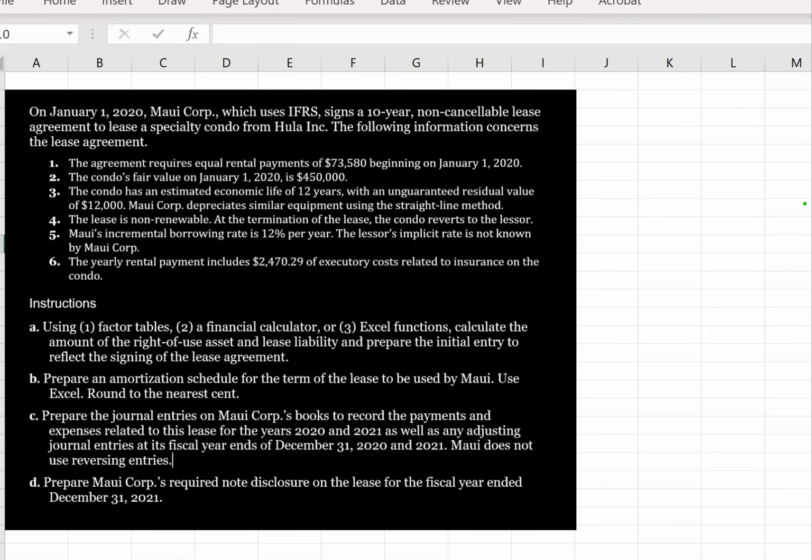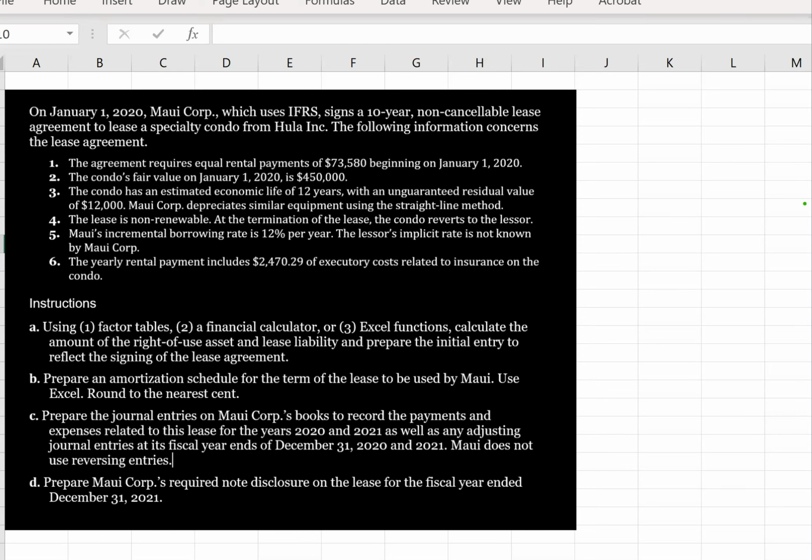On January 1st, 2020, Maui Corp, which uses IFRS, signs a 10-year non-cancelable lease agreement to lease a specialty condo from Hula Inc. The following information concerns the lease agreement. The agreement requires equal rental payments of $73,580 beginning on January 1st, 2020. The condo's fair value on January 1st, 2020 is $450,000.